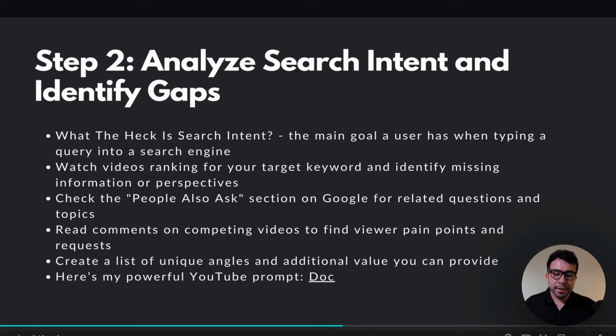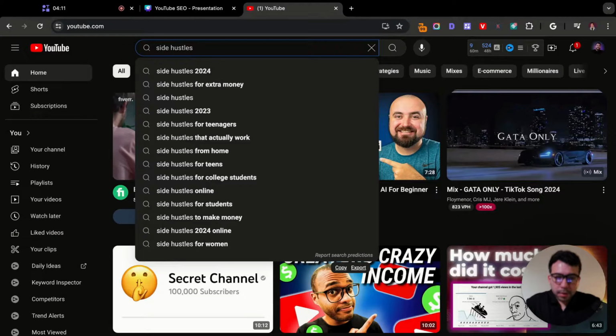Next thing I like to do is create a list of unique angles and additional value that you can provide. I'm going to show you an AI assisted prompt that I use for all my video title ideas, and it's insanely powerful, so I really enjoy it. But let's go ahead and double check. I want to show you what I mean when it comes to finding videos for your target keyword that might have some missing information. All right, so going back into the YouTube search bar, we have side hustles.